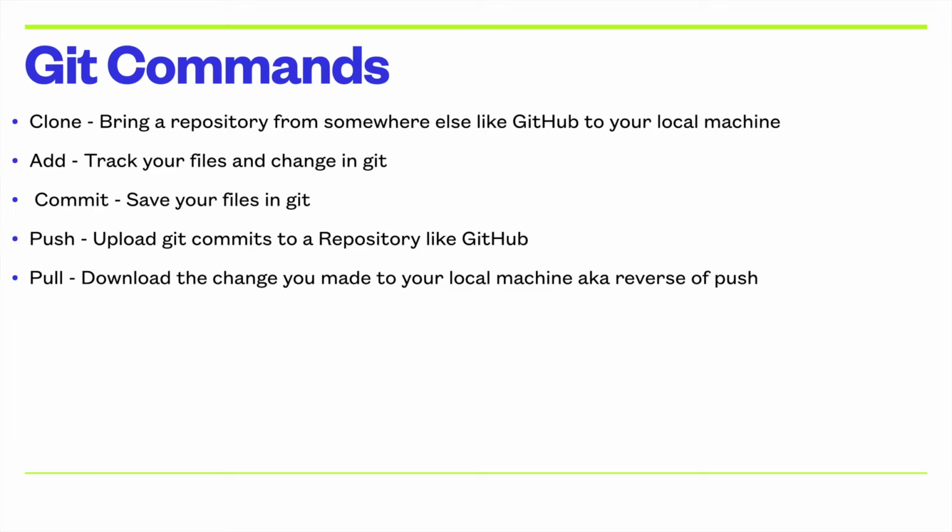And next is pull. It's the reverse of push. Download the changes you made to your local machine. Now whatever changes you did on your GitHub, just take it back to your local machine. So how can we do that? Using pull. We can say this is the reverse of push. So what we discussed in push, the same thing is pull. We are going to discuss this in great detail as well throughout the video.